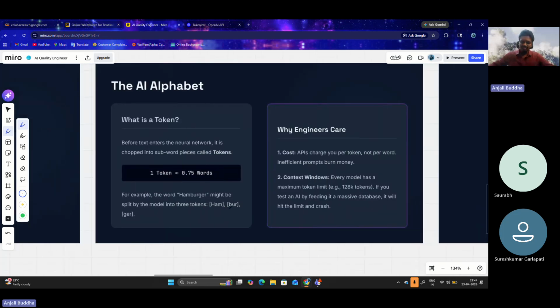So this is in a general sense. One token is about 0.75 of an English word. So this is for English words. If it's in Kannada or Telugu or Malayalam, this may change. So what is a token? What does it actually mean? Let's understand with an example.